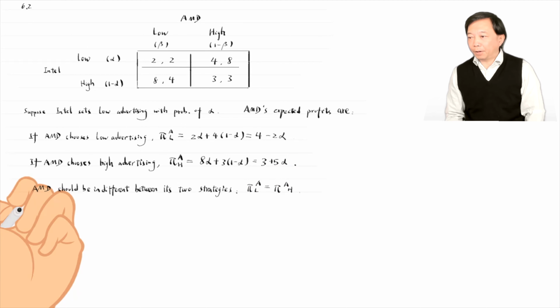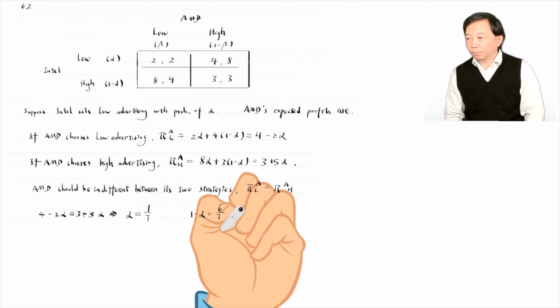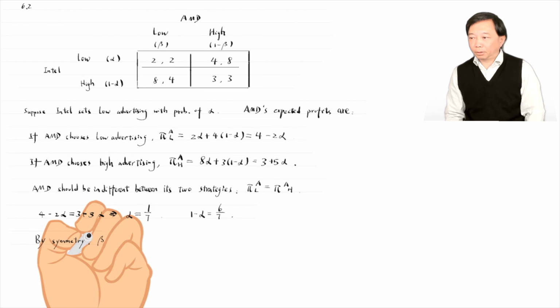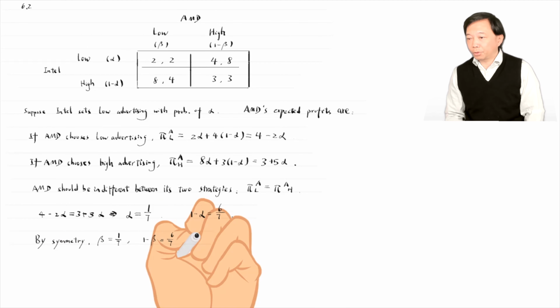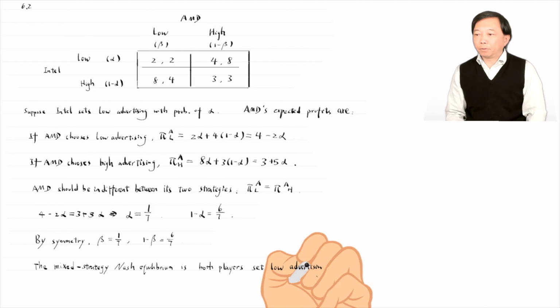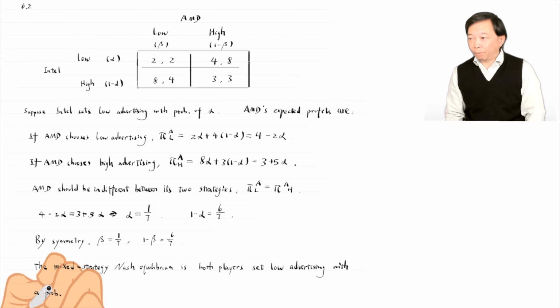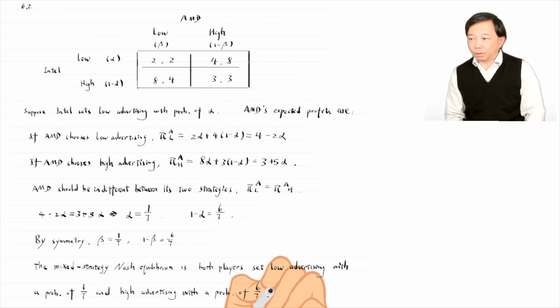We obtain alpha, the probability at which Intel sets low advertising, which is 1 over 7. By symmetry, we can obtain beta, the probability at which AMD sets low advertising, which is also 1 over 7. Thus, the mixed strategy Nash equilibrium is that both firms set low advertising with a probability of 1/7 and high advertising with a probability of 6/7.